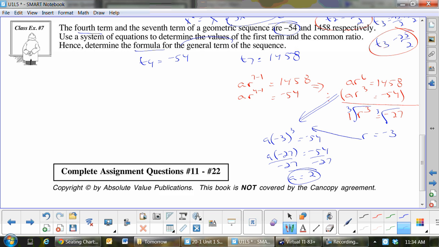It asked me for the general term. General term, the only unknown will be your n, because then I can put 1, 2, 3, 4, 5. I can figure out all my terms. So I know my A, I know my R. So my general term is Tn equals 2 times negative 3 to the n minus 1. That's my answer.